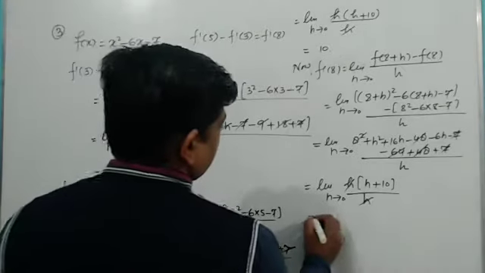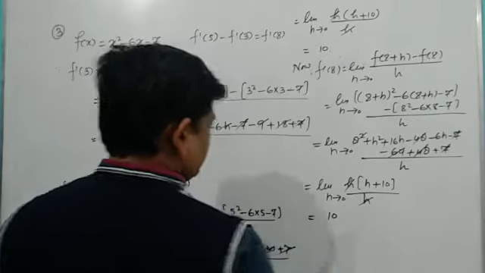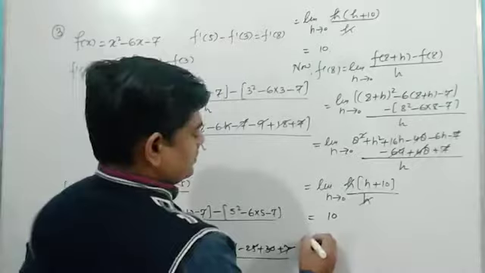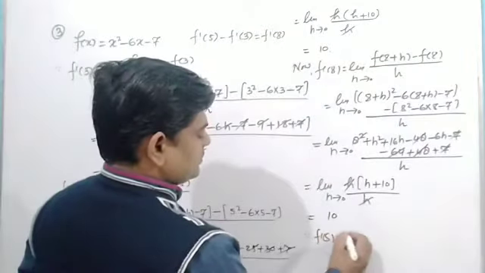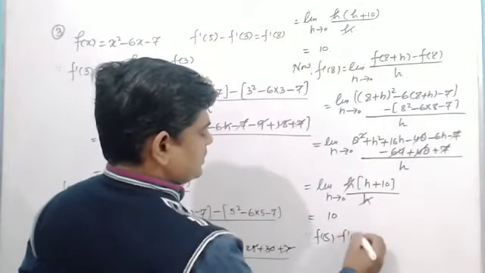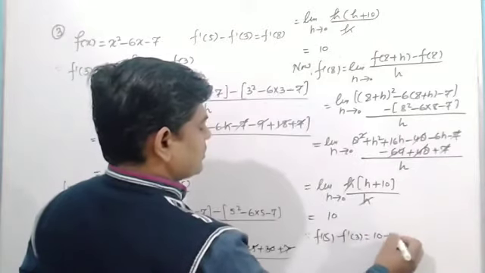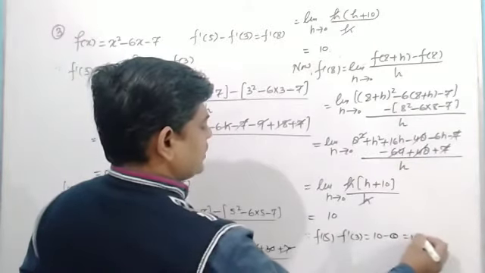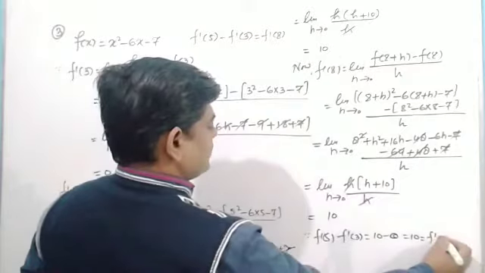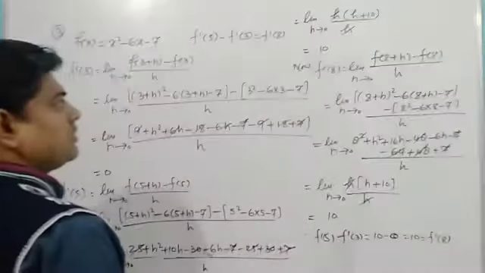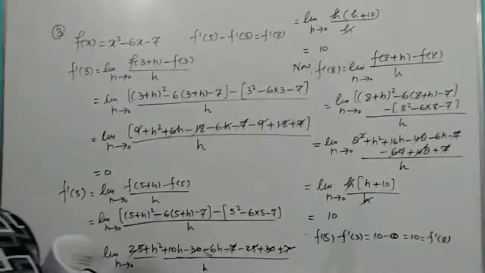Now you can see when I put h as 0, it is 10. So what we have seen, f dash 5 minus f dash 3, that is equal to 10 minus 0, it is equal to 10, and it can be written as f dash 8. So I have got our proof easily.